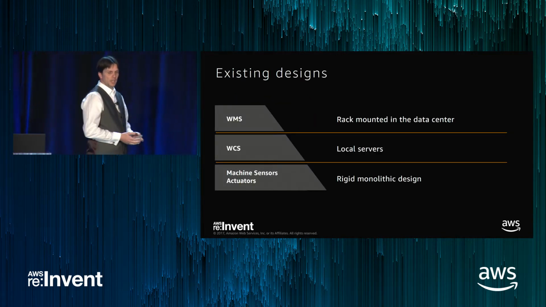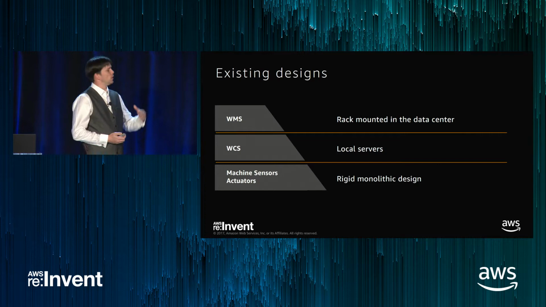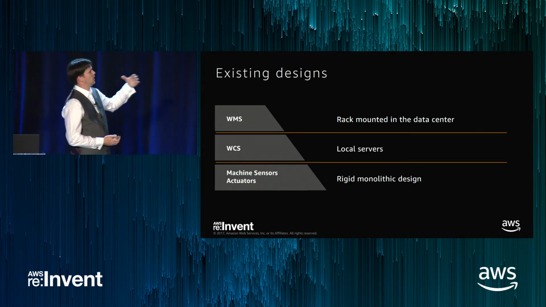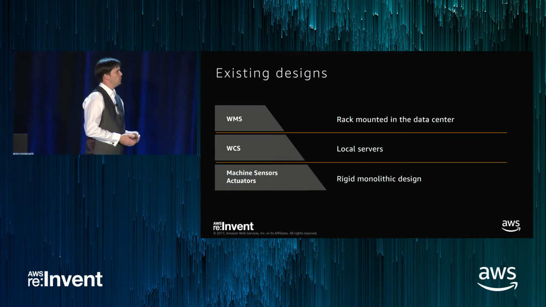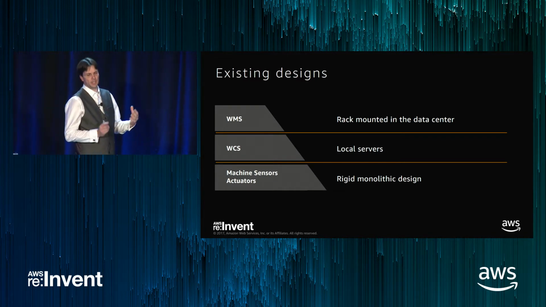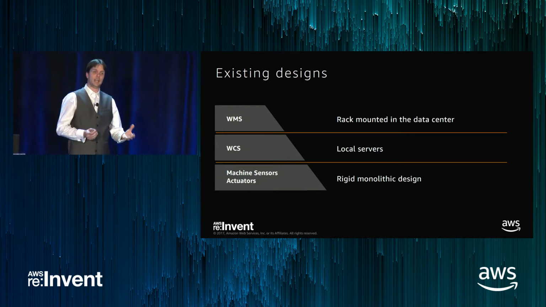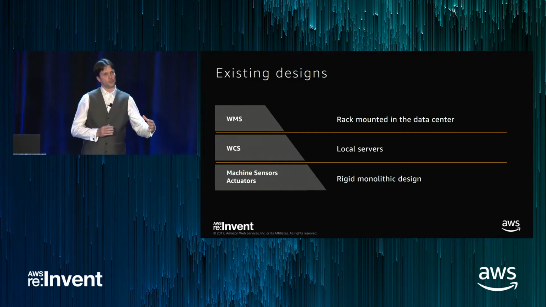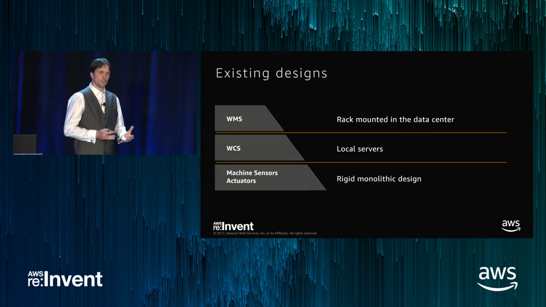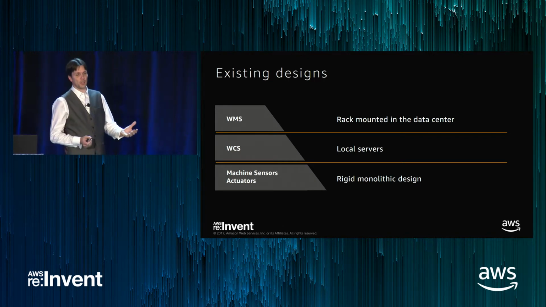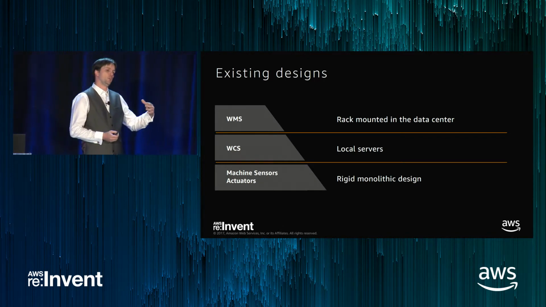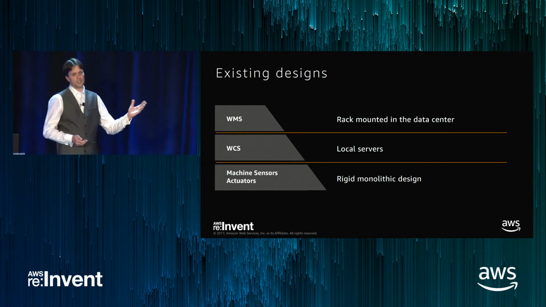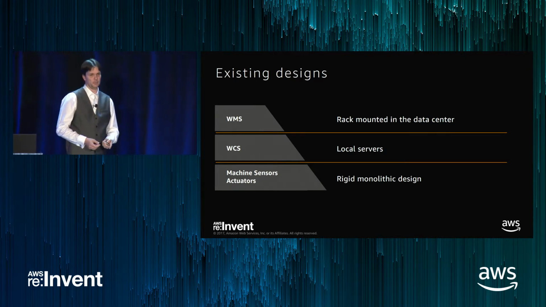So within customer fulfillment, we're looking at 3 levels. We've got machine sensors, actuators. Usually that was a big, rigid, monolithic design. It didn't help us with getting data out of it or integrating it with AWS. On top of that, we had warehouse control services, local servers mounted in a data set within our facilities. And above that, warehouse management services, software running in our data centers, rack-mounted data center hardware.